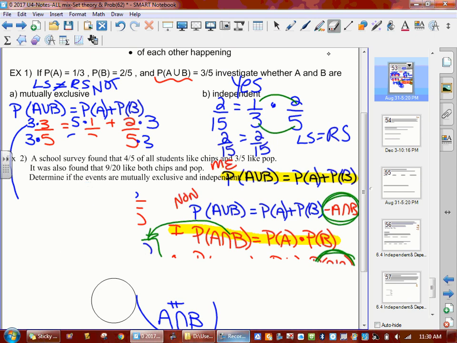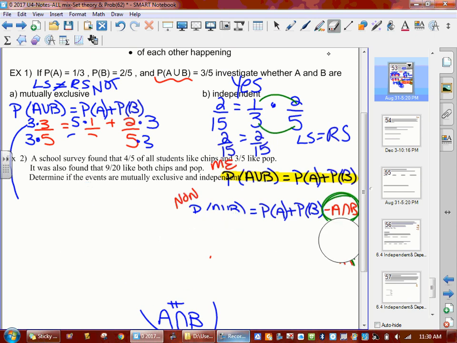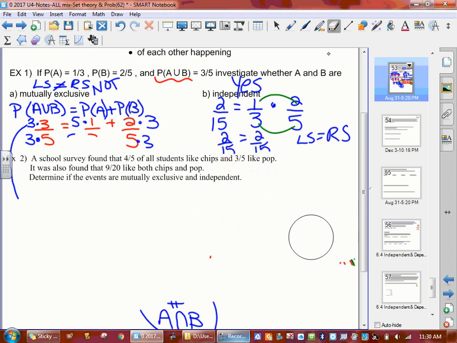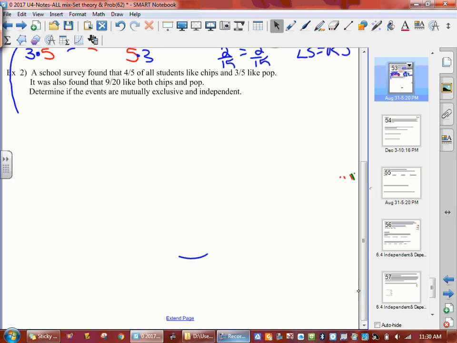So, we're going to do this question now. I'll just erase it all. Moving on. So this question right here found that 4/5 like chips and pop. So we have chips and pop. And it was also found that 9/20 like both.